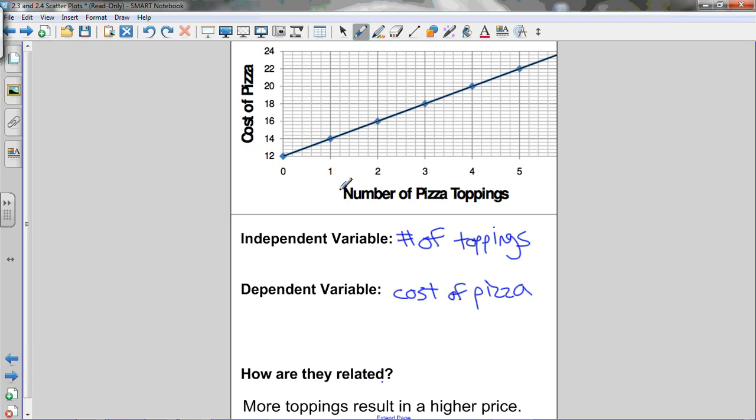The independent variable always goes on the horizontal axis, the x-axis. That's why we call the independent variable x. The dependent variable, which we call y, always goes on the vertical axis, which is the y-axis. So if you're given information in a graph, the variable on the y-axis, or the vertical axis, is always your dependent variable, and the variable on the x-axis, or the horizontal axis, is always your independent variable.